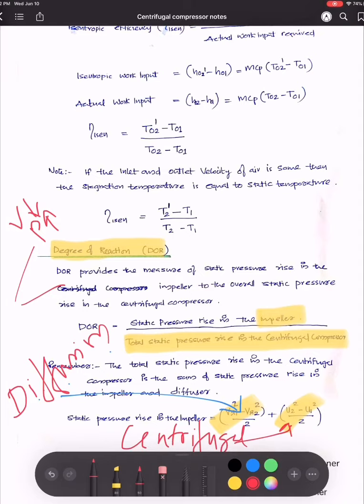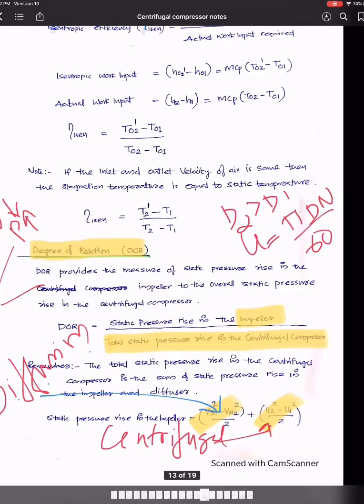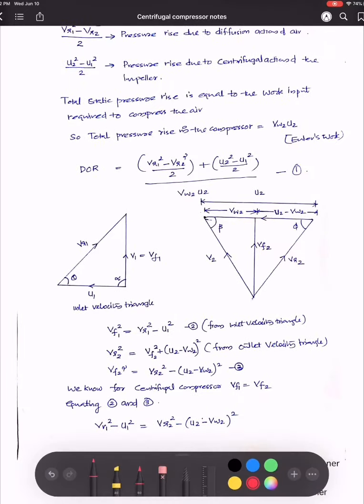So you know U is equal to pi DN by 60, right? And D2 is greater than D1. So U2 is greater than U1. So this (U2 square minus U1 square)/2 will give you the pressure rise due to centrifugal action. Clear? So VR1 square minus VR2 square is the pressure rise due to diffusion action, and U2 square minus U1 square is the pressure rise due to centrifugal action of the impeller. So I hope you are clear with that.